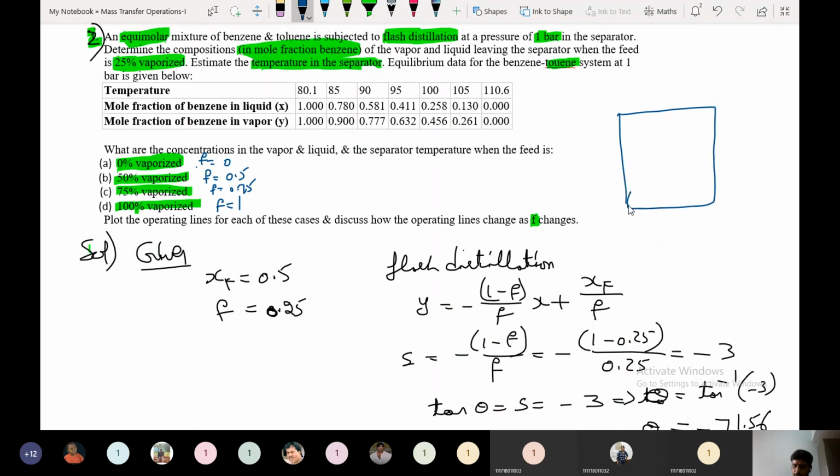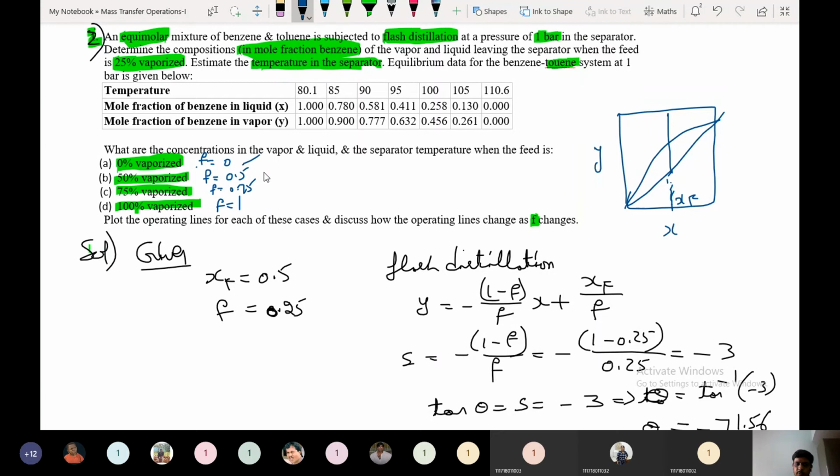So you have to draw the diagonal line and equilibrium curve on your physical paper, and after that locate the xf value. This is x versus y. Then your operating line. For the first case, f is equal to 0, we already derived that the slope will be infinity. So you will get a straight vertical line.